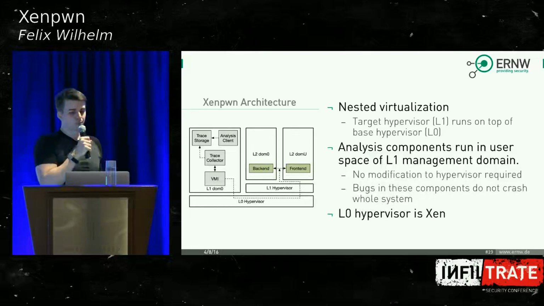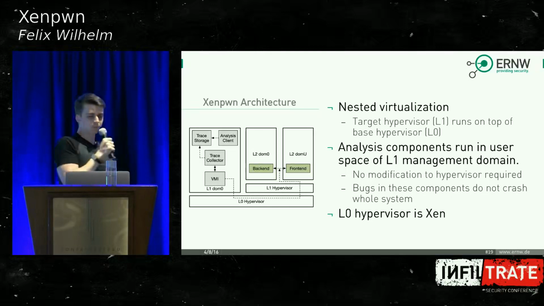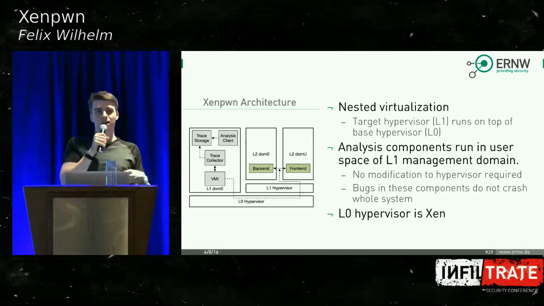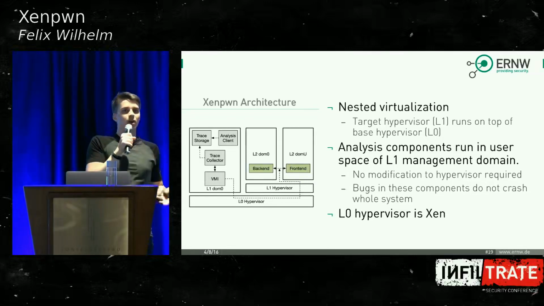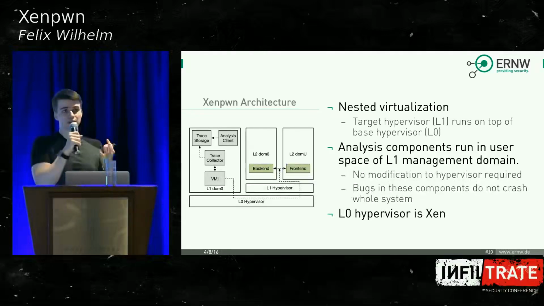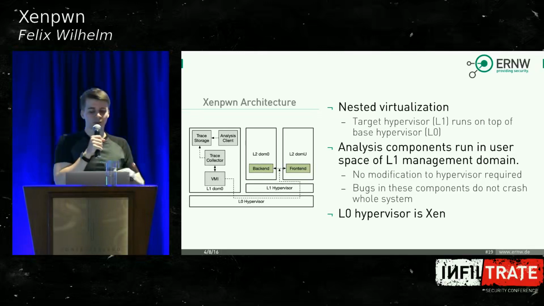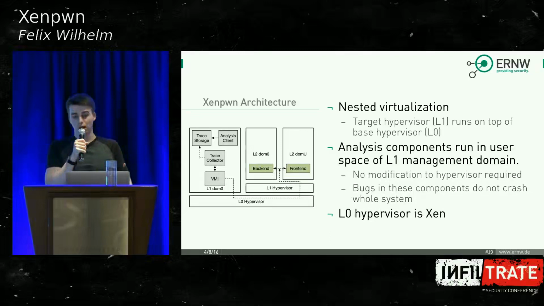The level 0 hypervisor is the Xen hypervisor, so we have a Xen API we can use. Implementing this in the level 1 user space has the important advantage that even if my code is shoddy and crashes, which happens a lot, we don't crash the whole system. The level 0 hypervisor will stay alive. So development is much easier than if you would modify the hypervisor itself.